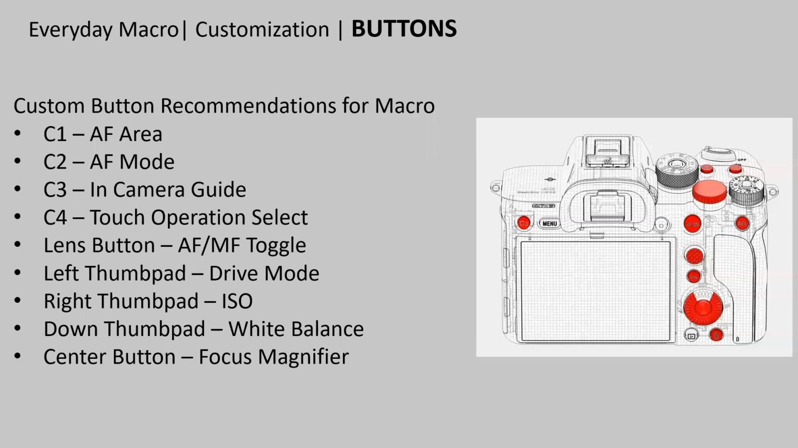I leave drive mode and ISO set as the left and the right on the thumb pad. They're just there by default, and I'm so used to them being there that it works out really well for me. I'm trained for them to be there. Down on the thumb pad, I usually set as white balance, so I can just quickly jump into that and adjust color balance. And then that center button I leave as focus magnifier. So as I'm doing close-up work and as I'm going to go into manual focus, I can use that focus magnifier to enlarge what I'm looking at, and I can really fine-tune where my focus is.